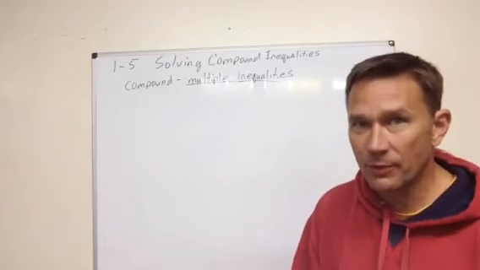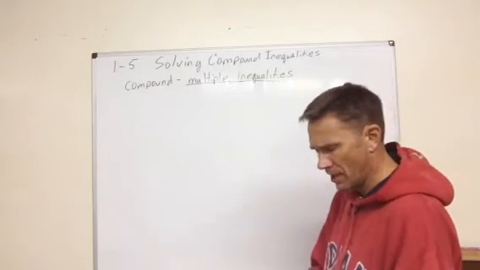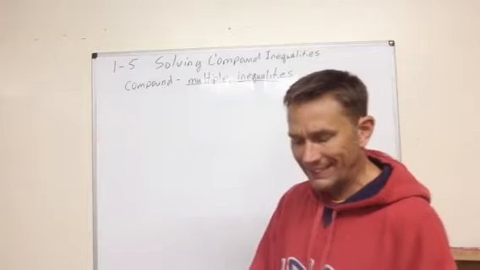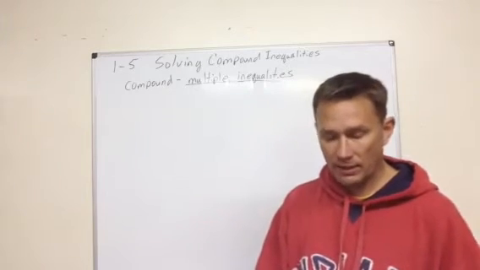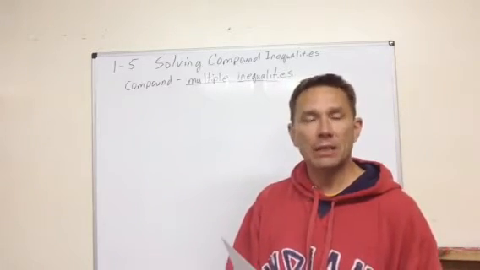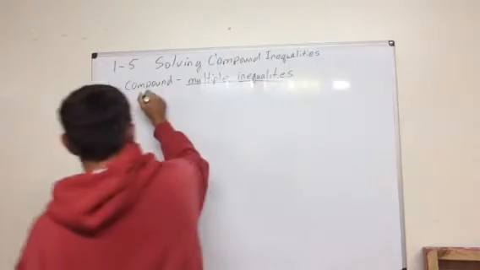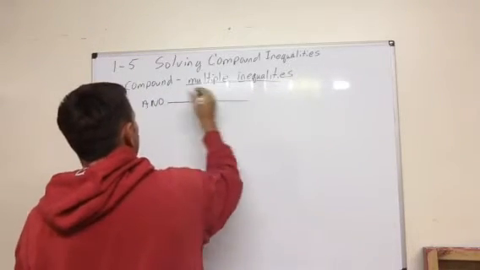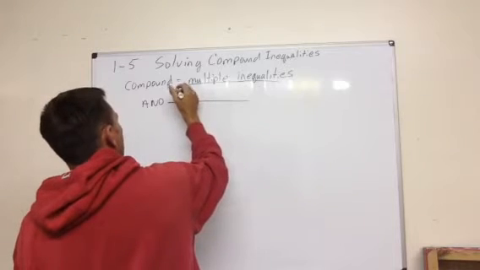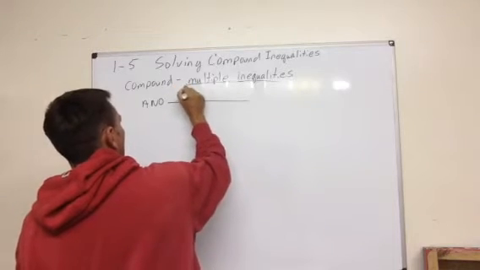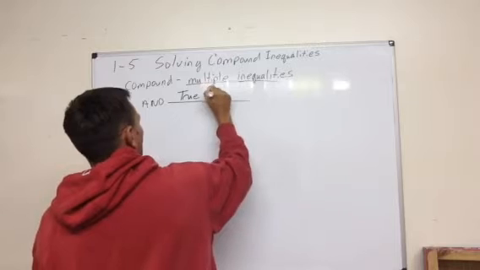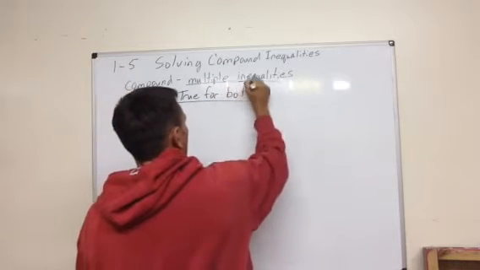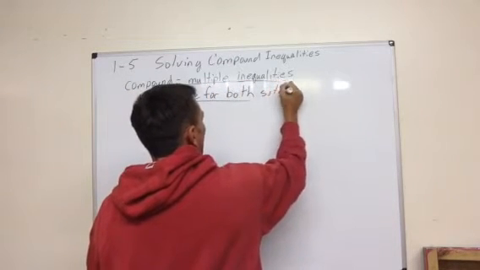So there's two types of compound inequalities. The first one we're going to look at is the "and" inequality. Now what does "and" mean? "And" means it has to be true for both situations. For both situations.